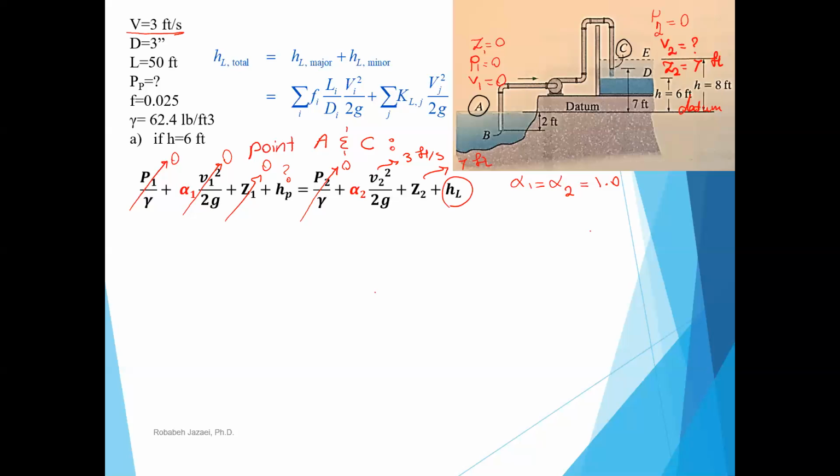Now I'm going to find head loss. What is the total head loss? It's a combination of minor and major losses. All right, let's put in the numbers and see what we get. Go ahead and calculate everything and find the head for pump from the energy equation.